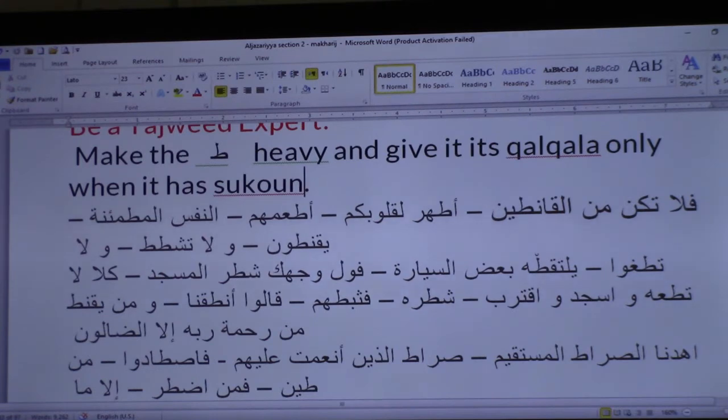Right? Qalqala is to bounce after the makhraj is closed. So if the makhraj is already open, you cannot make qalqala. Qalqala is to open the makhraj after it's closed. So when you say ta, tu, ti, it's already open, you cannot open it again, right? Okay. What else?